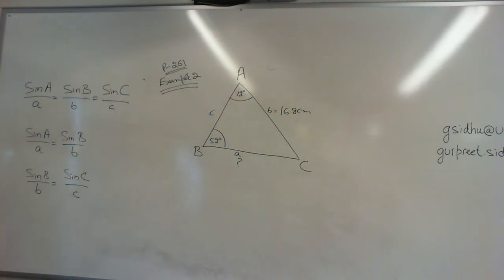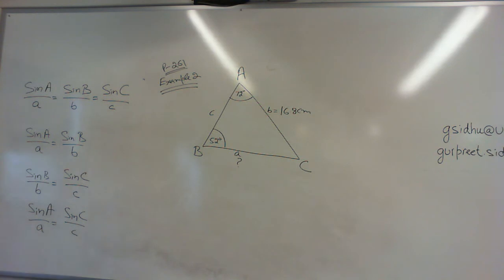You have to use two ratios. You can use the first and second, the second and third, or the first and third. If you use the first and third, that will become sine A over A is equal to sine C over C. So these are the three different ways to use this single formula.